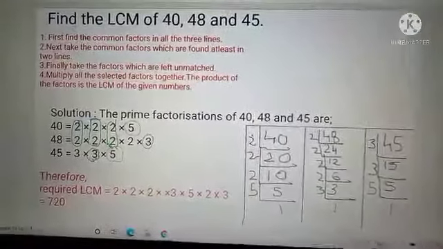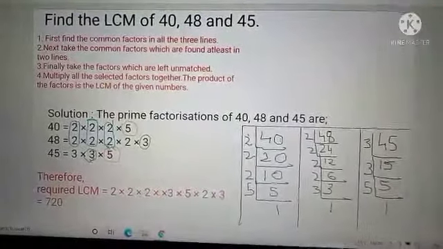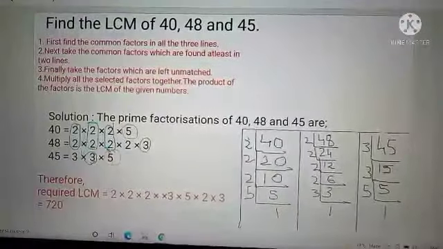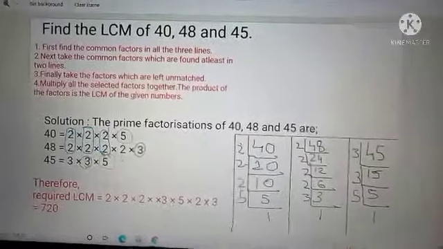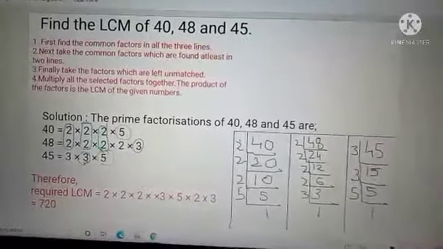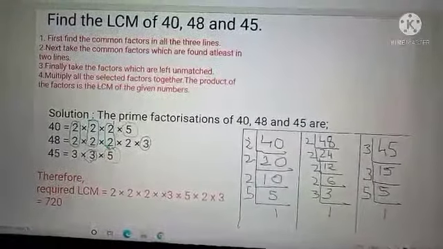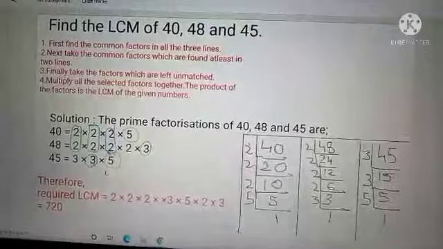So let's see. The first step is, first find the common factors in all the 3 lines. In all the 3 lines, is there any common factor? Look, I can't find any common factor in all the 3 lines. We can't find.